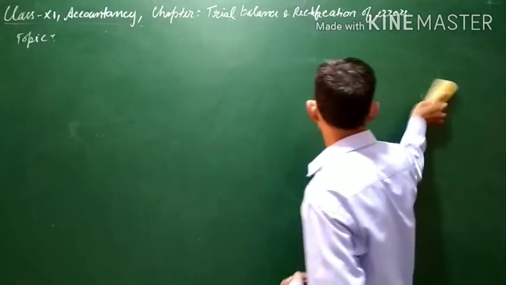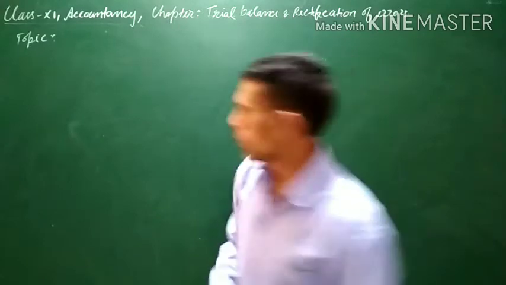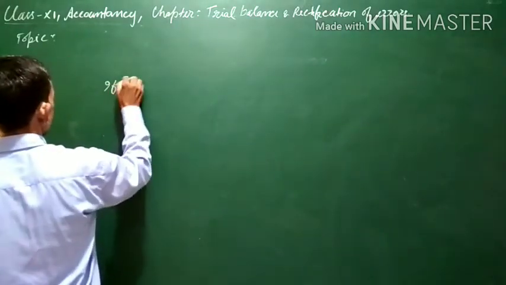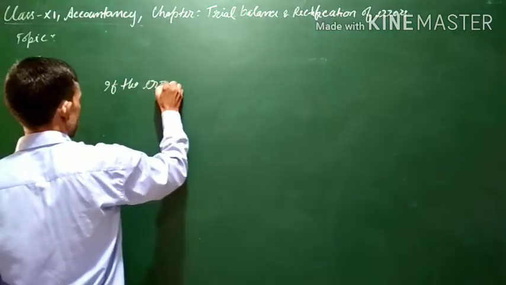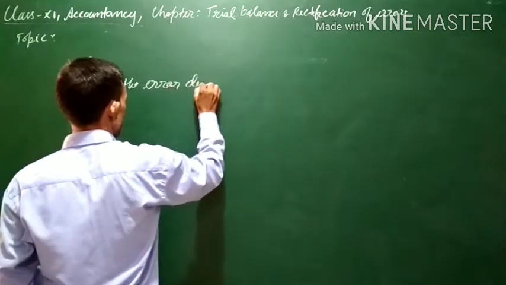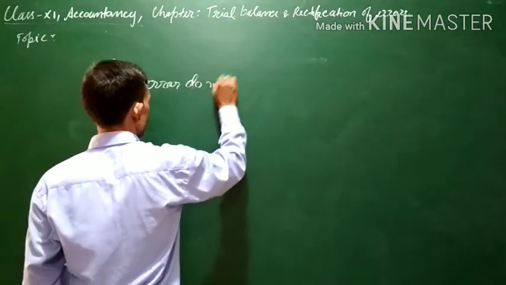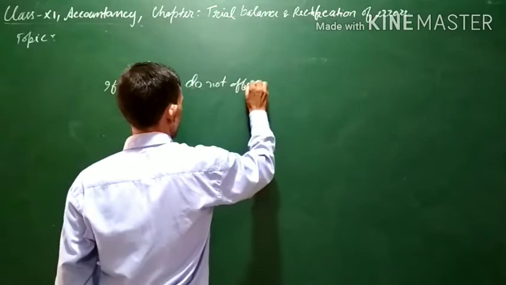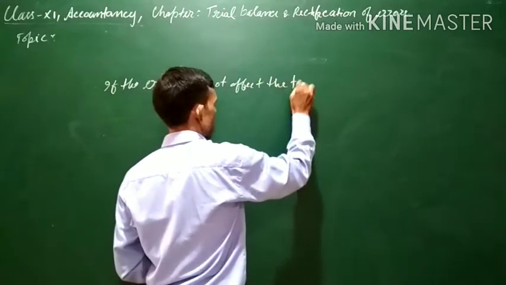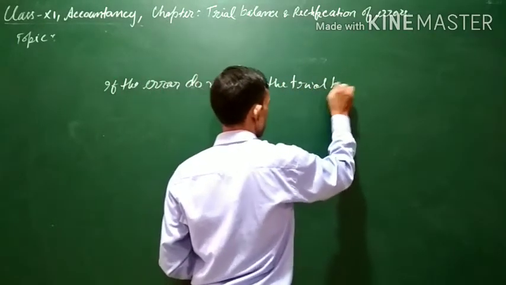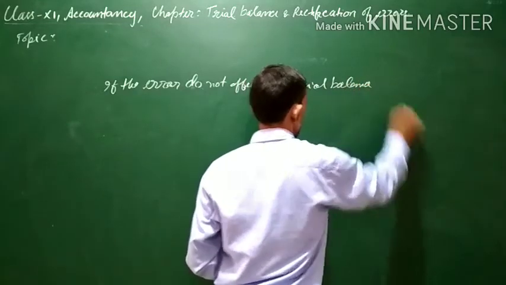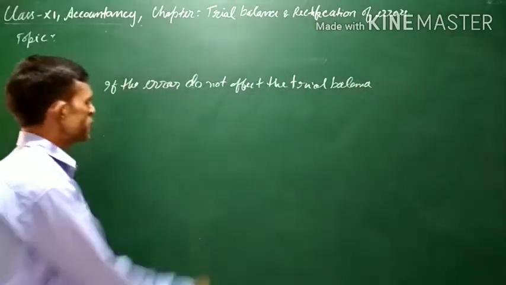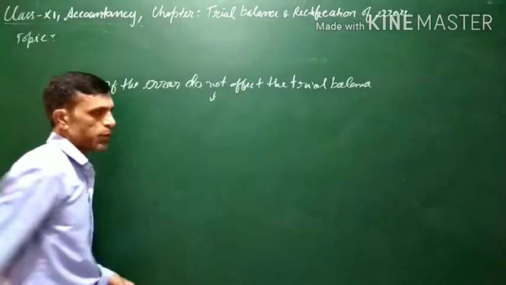One is, if the error does not affect the trial balance. If the error does not affect the trial balance, then it is very easy. You have to simply pass it.